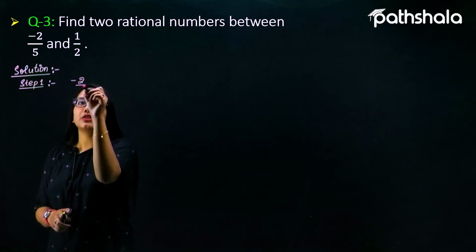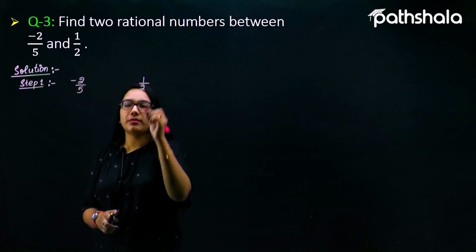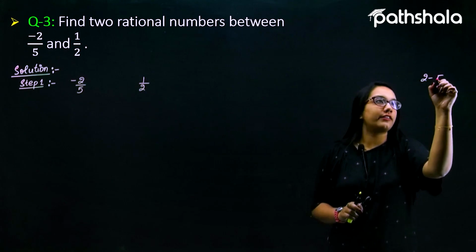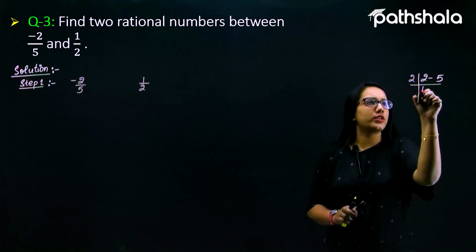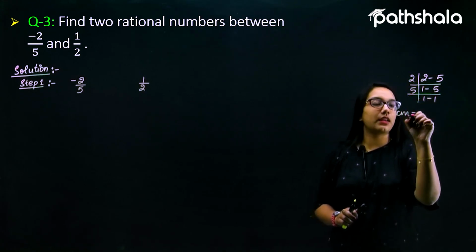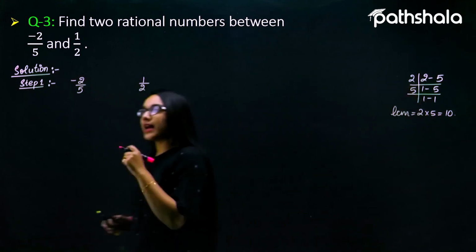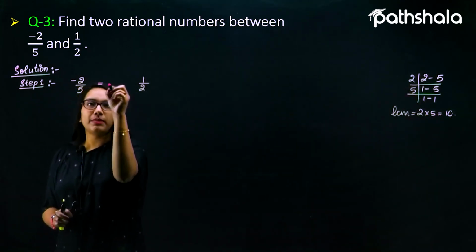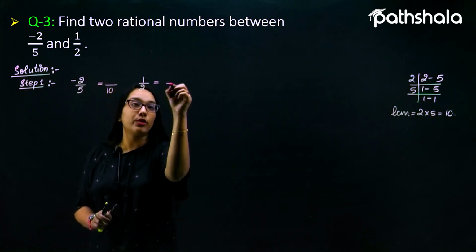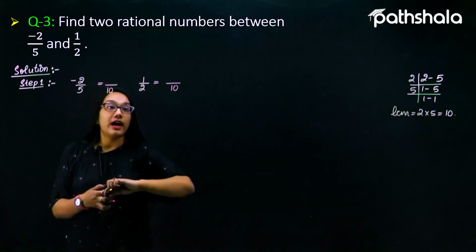The first is -2/5 and the second is 1/2. Let us take the LCM of 5 and 2. The LCM of 2 and 5 is obviously 10, as 2 ones are 2 and 5 ones are 5, so the LCM is 2 into 5, which is 10. So we make the denominator of both of them 10. What do we multiply with 5 so that the answer is 10, and what do we multiply with 2 so that the answer is 10? Obviously, 2 and 5.